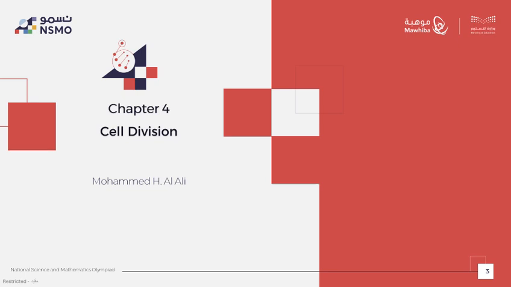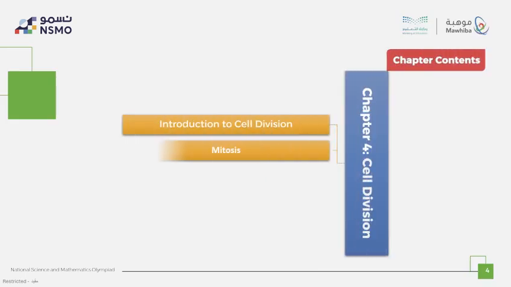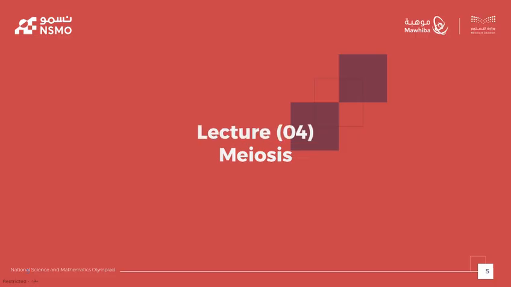I welcome you back. In the previous lecture, we learned mitosis and cell regulation. Today, we answer: why do we need a different division method? Think about it. Why? Because reproduction requires half the chromosome number. So it's another story to tell, and that's what we are taking today, inshallah. Welcome to our fourth lecture.